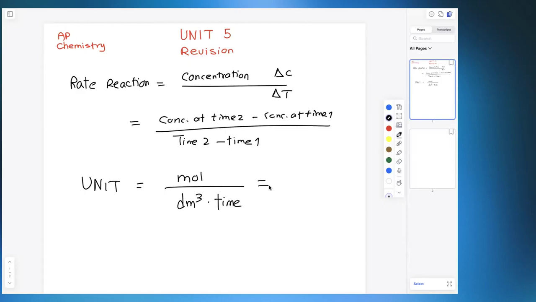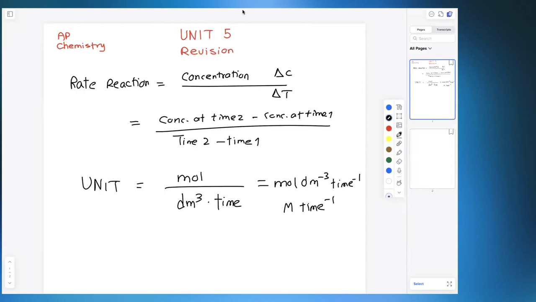I can write this in many different ways. I can write mole decimeter cube minus 3 time minus 1, or I can say molar time minus 1, but these are the basic ways to write the units of the change in the concentration per time, which we call the rate of the reaction.